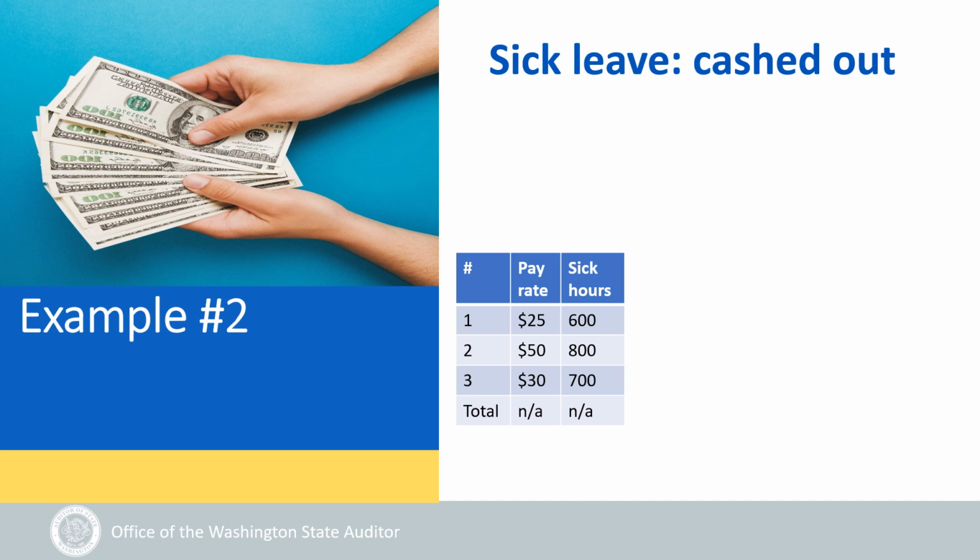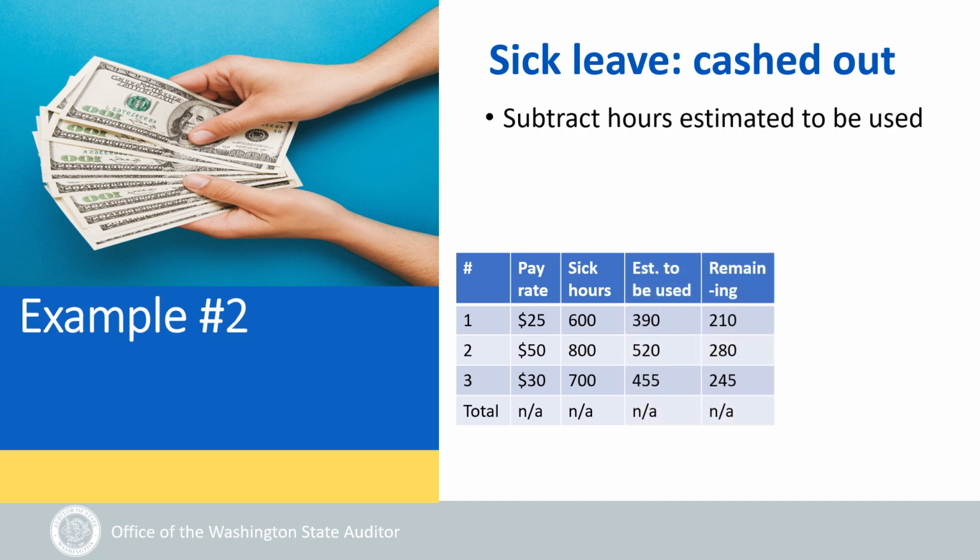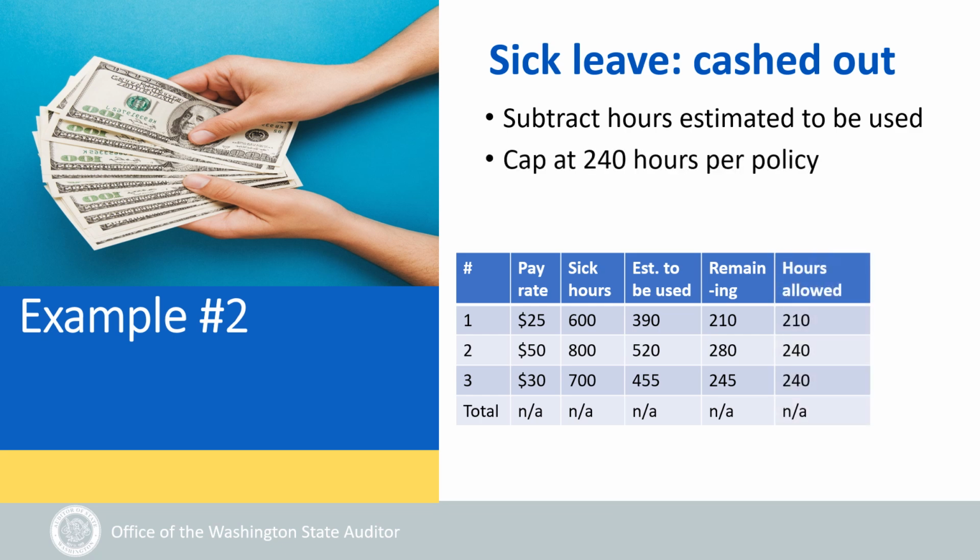When we subtract out the hours estimated to be used from the total sick leave hours, that gives us 210 hours for employee 1, 280 for employee 2, and 245 for employee 3. But remember, our policy told us they are only allowed to cash out 240 hours. So I added a column for hours allowed. The first employee gets to carry over all their hours since it's under the cap. Employees 2 and 3 only get 240 hours each. Again, see how your policy can affect the calculations.